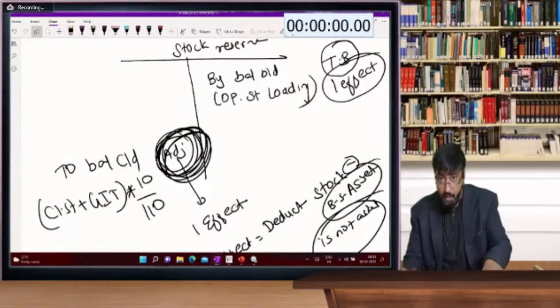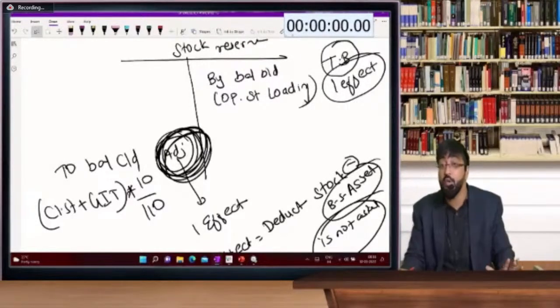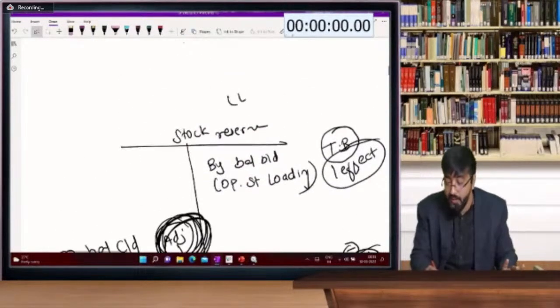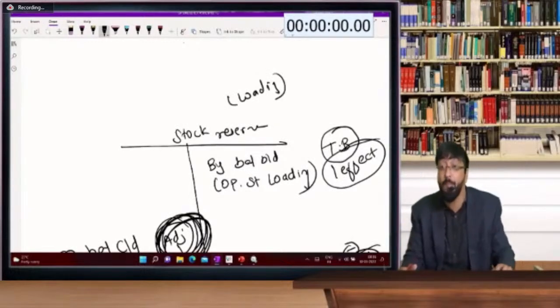समझ लो, स्टॉक रिजर्व अकाउंट को ध्यान में रखना. स्टॉक रिजर्व मीन्स व्हाट? It is a loading account. लोडिंग किस पे होता है? लोडिंग ओपनिंग स्टॉक पे होता है एंड क्लोजिंग स्टॉक पे होता है. So loading is on opening stock and closing stock.